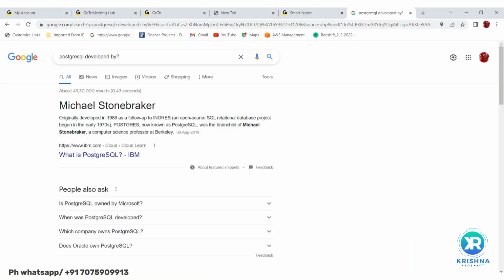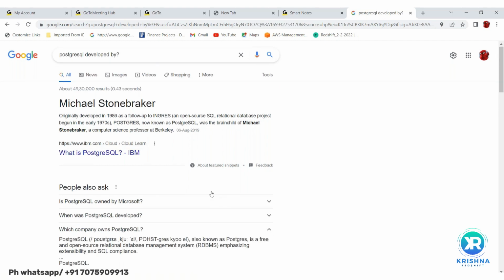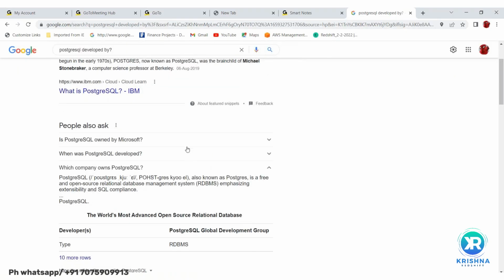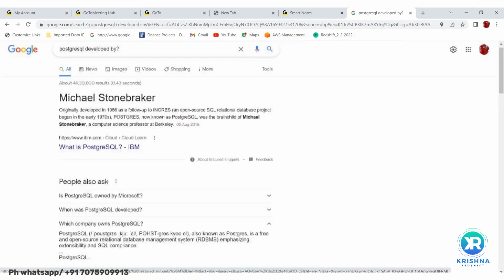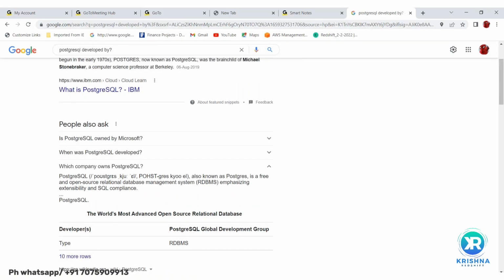Okay, I think one person. Okay, is Postgres owned by Microsoft? When was... Yeah, I think one of the persons developed it and he left for the world. Okay, so yeah, then I think everyone started using it.